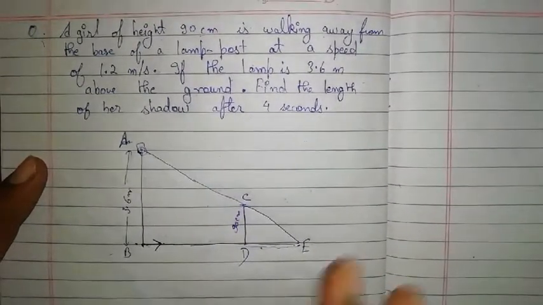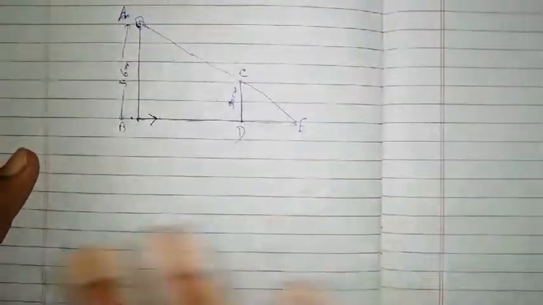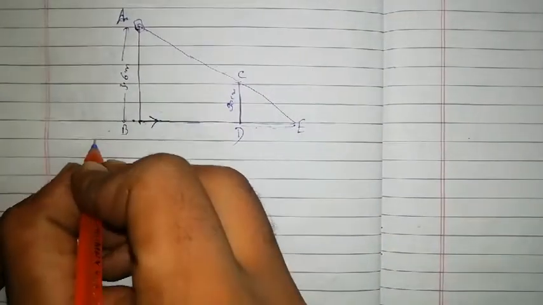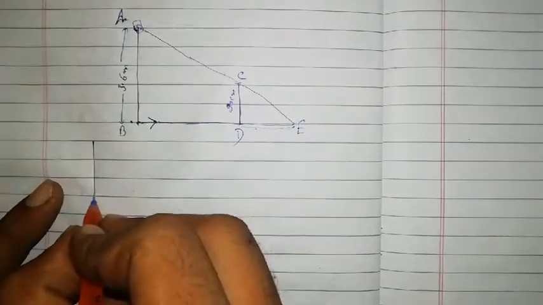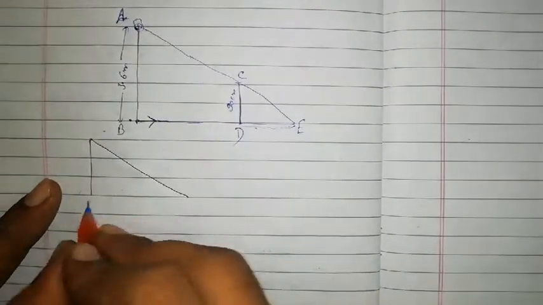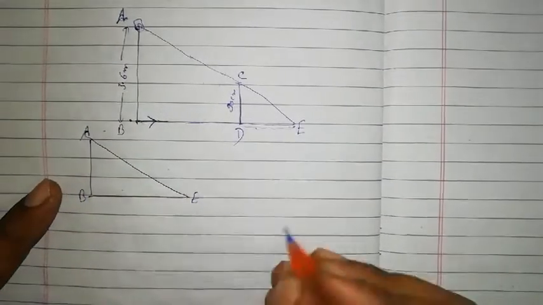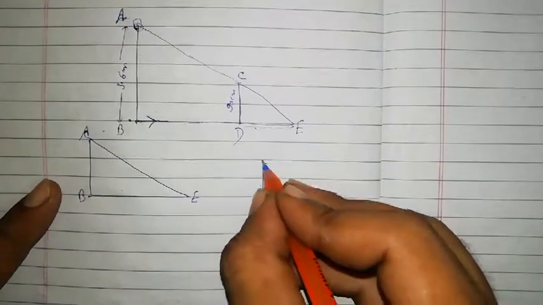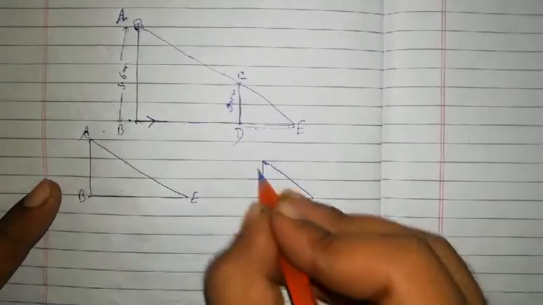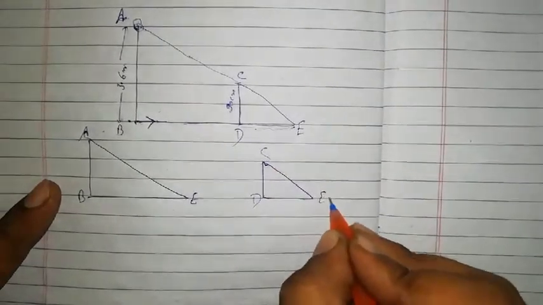Okay, so we can draw it another way. We can draw this figure like this. We have two triangles here. One is what? A, B and E. Second is what? C, D and E. This is C, this is D, this is E.